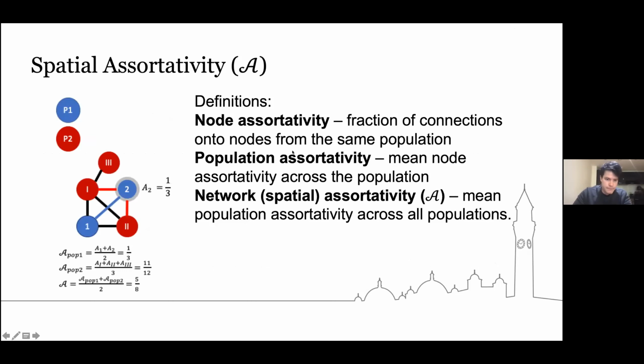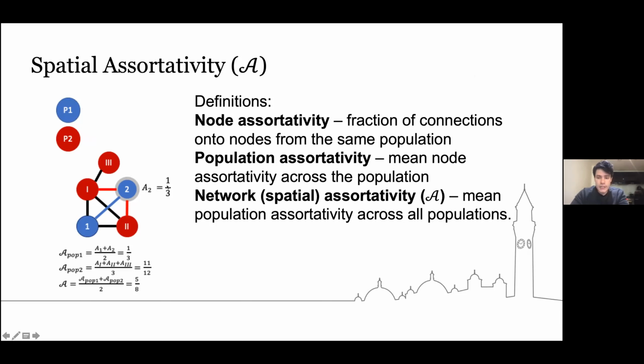And so the way we define this is we have 3 separate definitions. First, node assortativity, which is just the fraction of connections onto nodes from the same population. Here I've got population 1 in blue, population 2 in red. If we look at population 1, node 2, you can see it has 3 connections, and 2 of them are onto population 2. So the node assortativity for A sub 2 would be 1/3.